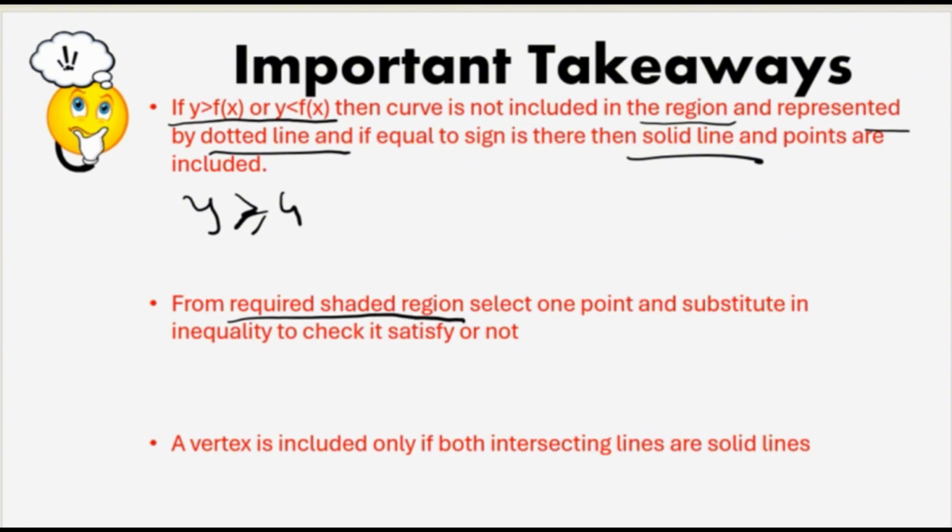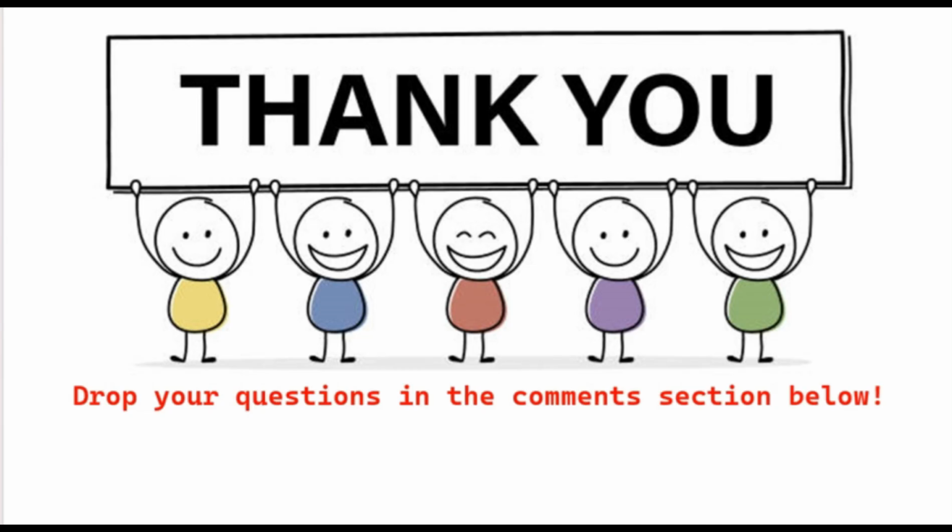For the required shaded region, select one point and substitute it into any of the inequalities. If it satisfies the inequality, that means that is your required region. Just to double check, you can use this. A vertex is included only if both intersecting lines are solid lines. So in one of the questions, they are asking you to find whether the vertex of the given shape is included in the region or not. So you have to look for two solid lines.